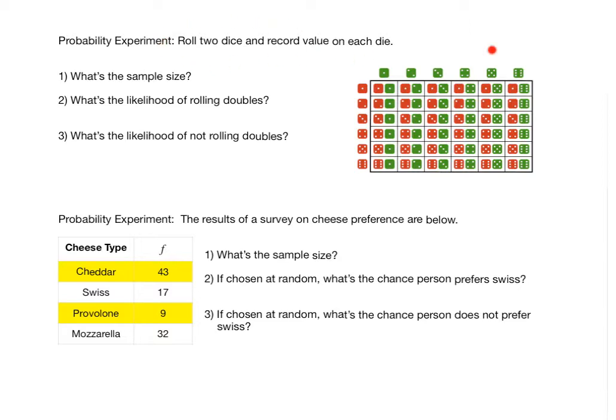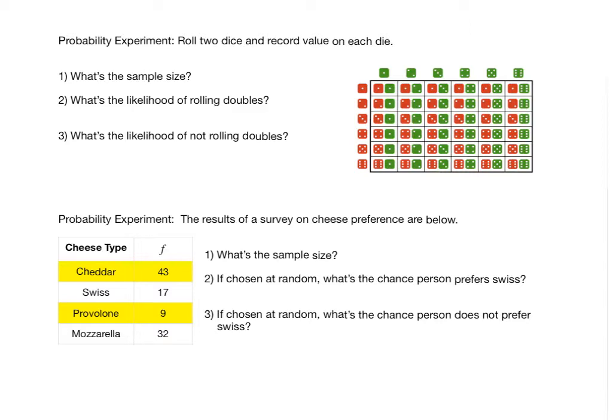Now notice I've already represented the sample space over here. This is not a tree diagram, but it's a perfectly good representation of the entire sample space. For example, you have 1 with 1, 1 with 2, 1 with 3, 1 with 4, 1 with 5, 1 with 6, 2 with 1, 2 with 2, 2 with 3, 2 with 4, so on and so forth, all the way through. So our first question is, what is the sample size?